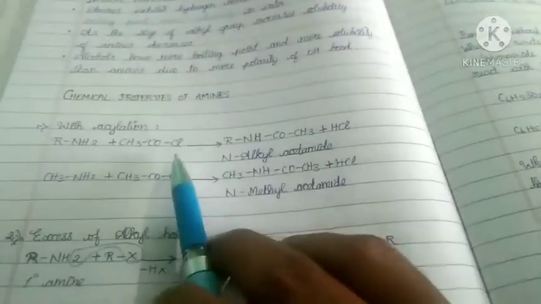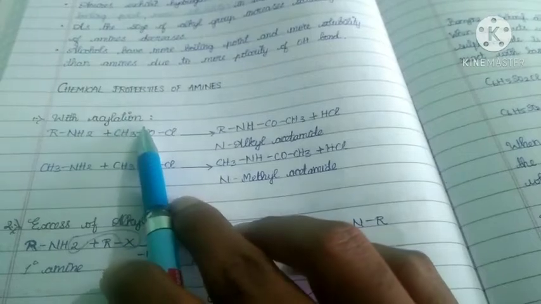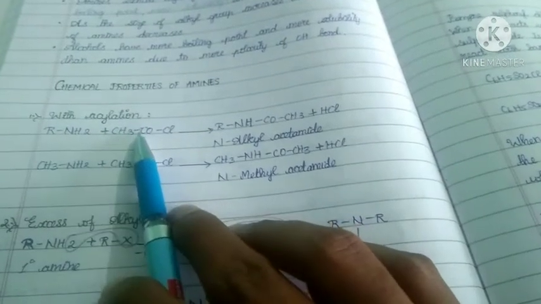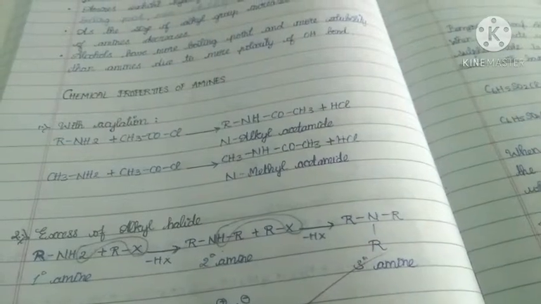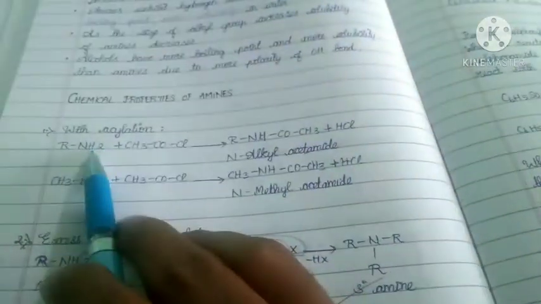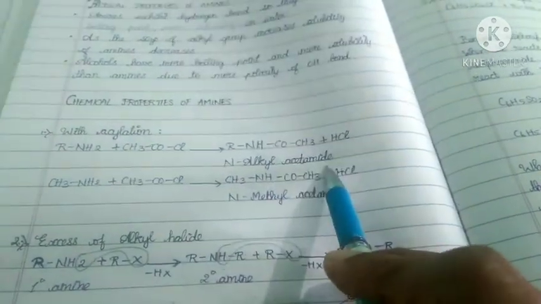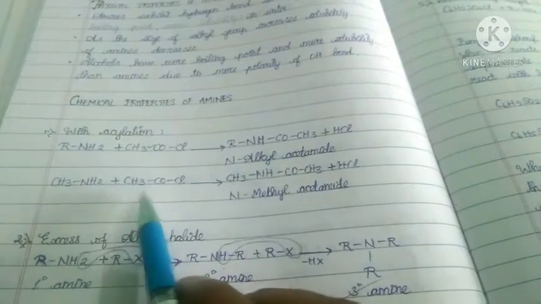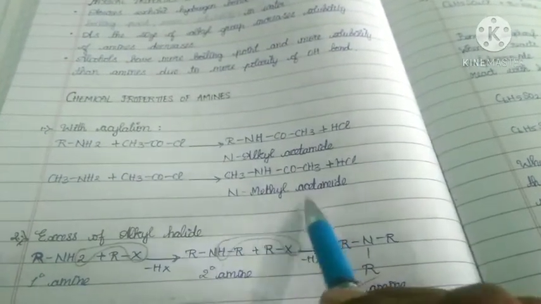Next, chemical properties. First chemical property is acylation. Acylation means when amines react with acetyl chloride, then we get this compound. When HCl is removed, then we get N-alkyl acetamide. When methylamine reacts with CH3COCl, then we get this compound, that is N-methyl acetamide.